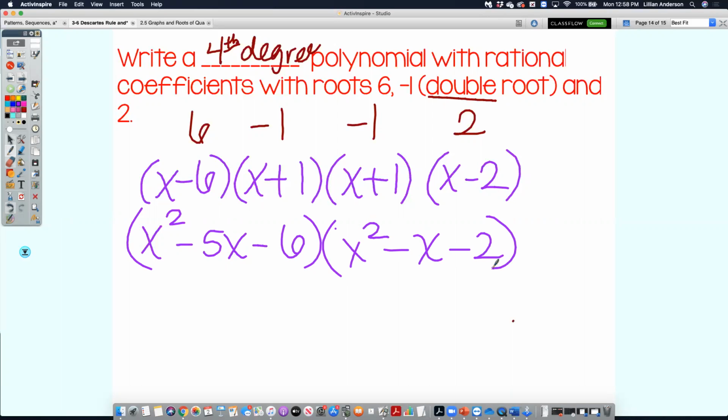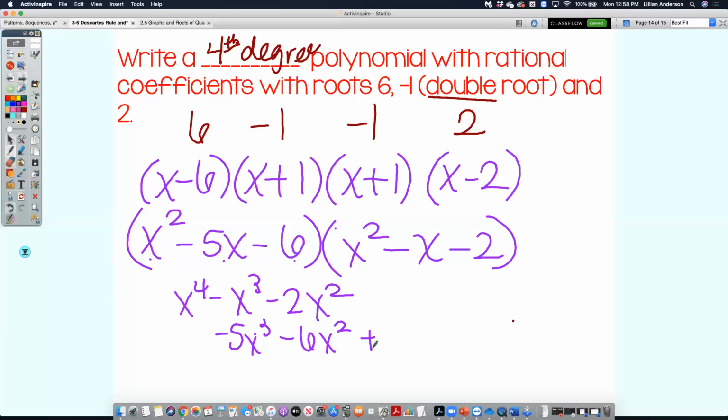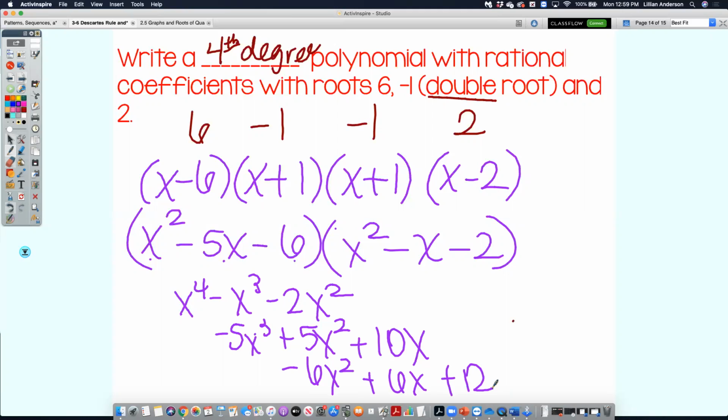And so then when I multiply this together, every element of this first parentheses has to be multiplied to every element in that second parentheses. So that's x to the 4th minus x to the 3rd minus 2x squared minus 5x to the 3rd minus 6x squared plus, nope, sorry. Got distracted. Back it up. Minus 5x squared plus 5x squared plus 10x, and then -6x squared plus 6x plus 12.